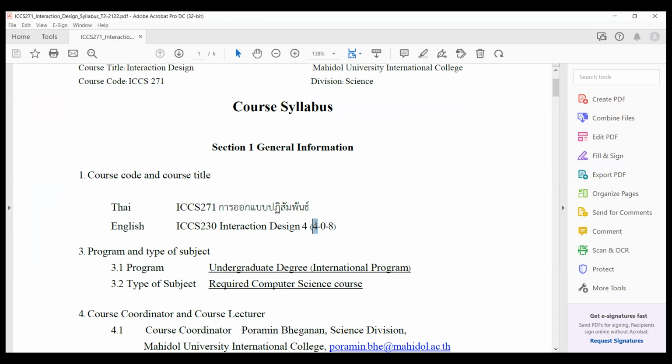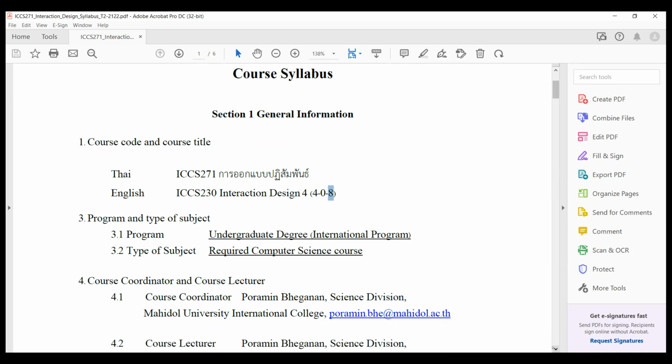We spend 4 hours in lecture per week. That means 2 hours per day, on Monday and Wednesday, 12 to 1:50 p.m. And the self-study time is 8 hours per week. I think that all of you can do it for sure. This is a required computer science course.